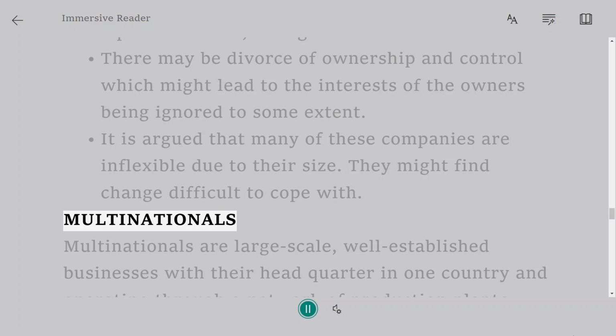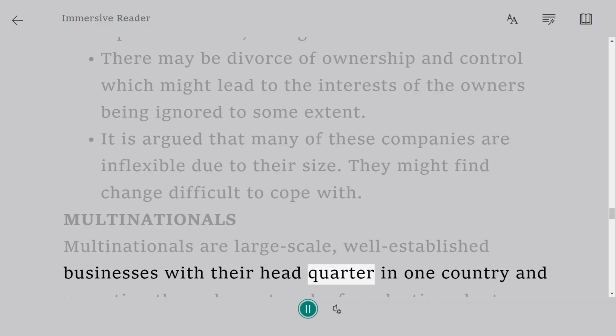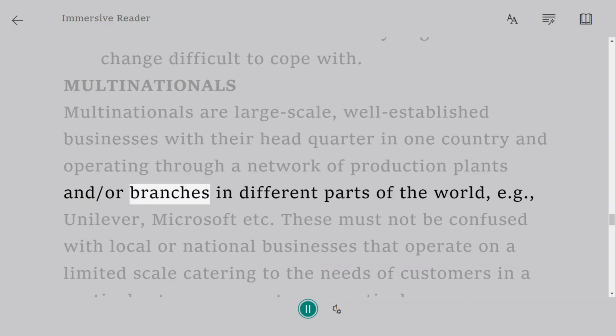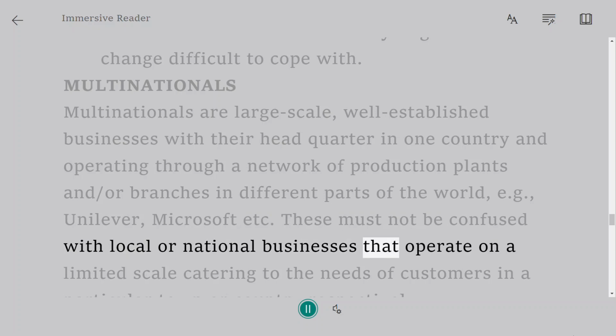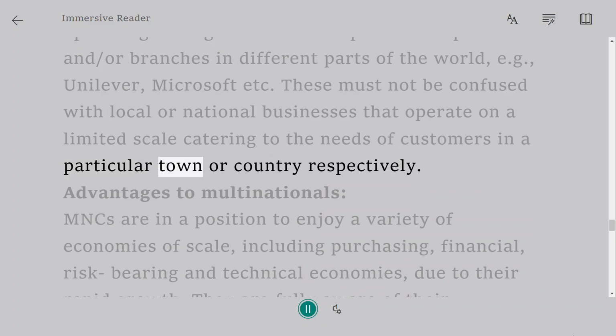Multinationals. Multinationals are large-scale, well-established businesses with their headquarters in one country and operating through a network of production plants and/or branches in different parts of the world, example Unilever, Microsoft, etc. These must not be confused with local or national businesses that operate on a limited scale, catering to the needs of customers in a particular town or country respectively.